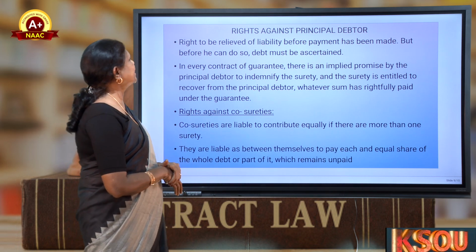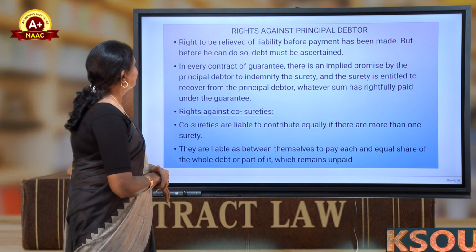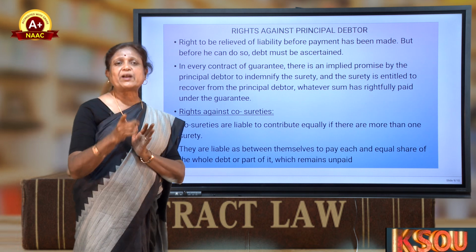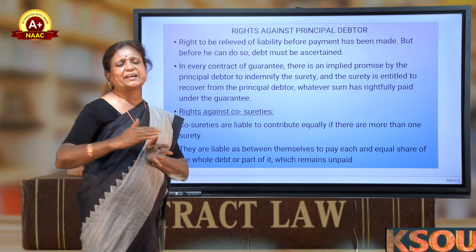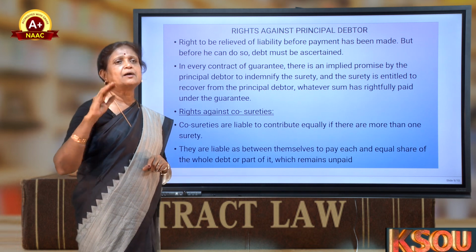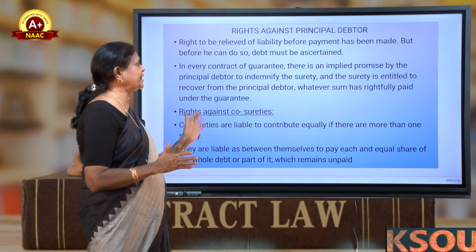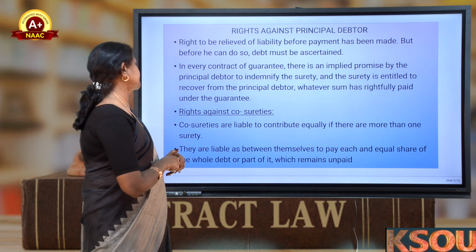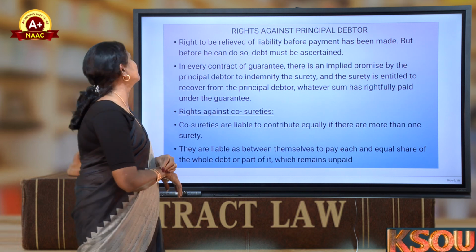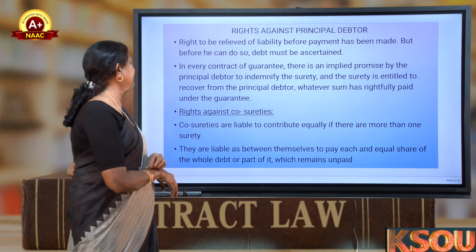Rights against the principal debtor: that is the right to relief from liability before payment is made at any time. Suppose the surety is for one act, that liability cannot be discharged, but if the surety is for a continuous period, then at any time, if the surety wants to be discharged from his liability, he can be discharged. In every contract of guarantee, there is always an implied promise by the principal debtor to indemnify the surety.